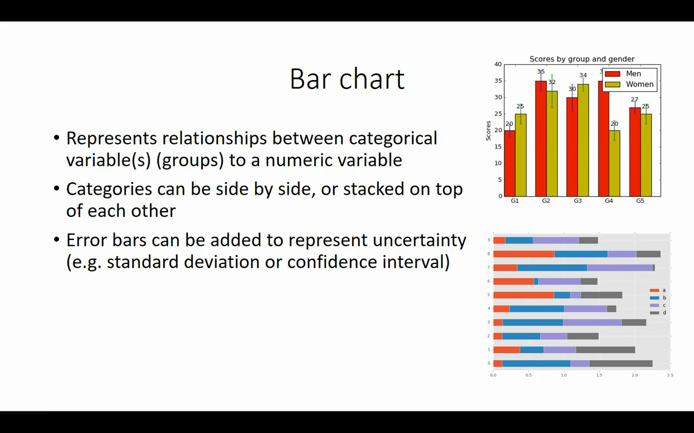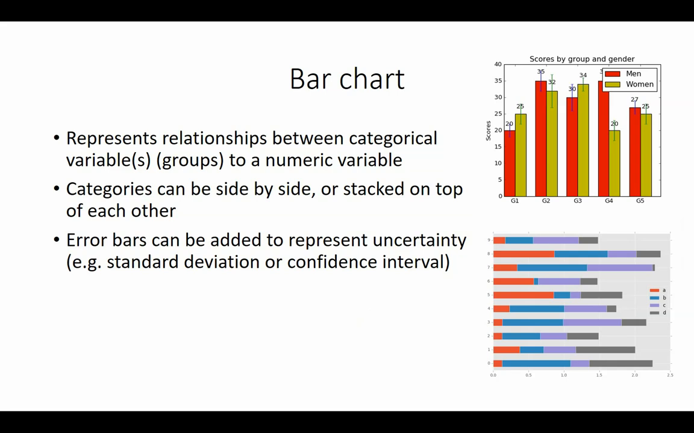Then we also have the bar chart. So a bar chart actually shows the relationship between one variable, which is categorical, typically on the x-axis, and a numeric variable, which is typically on the y-axis. But sometimes you can flip it around, like you see at the bottom example. Here we actually have the categorical variable on the y-axis. And so we basically want to see the numeric value of different categories.